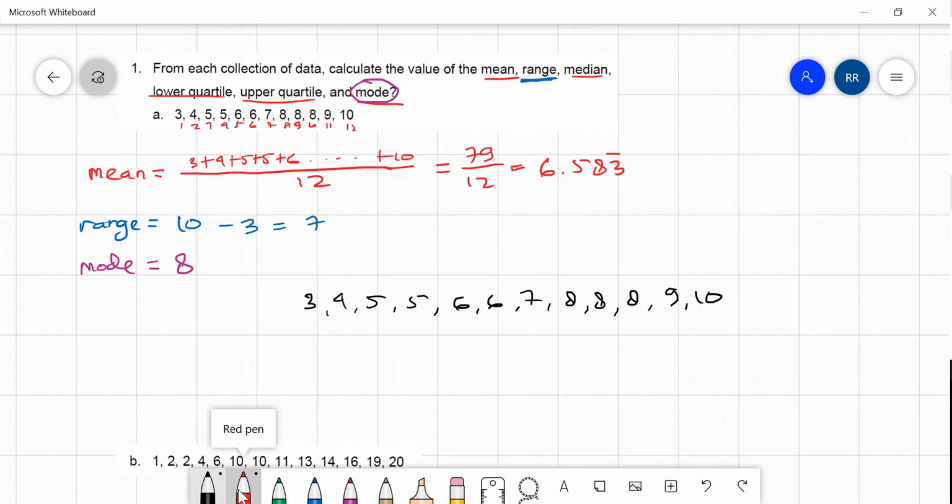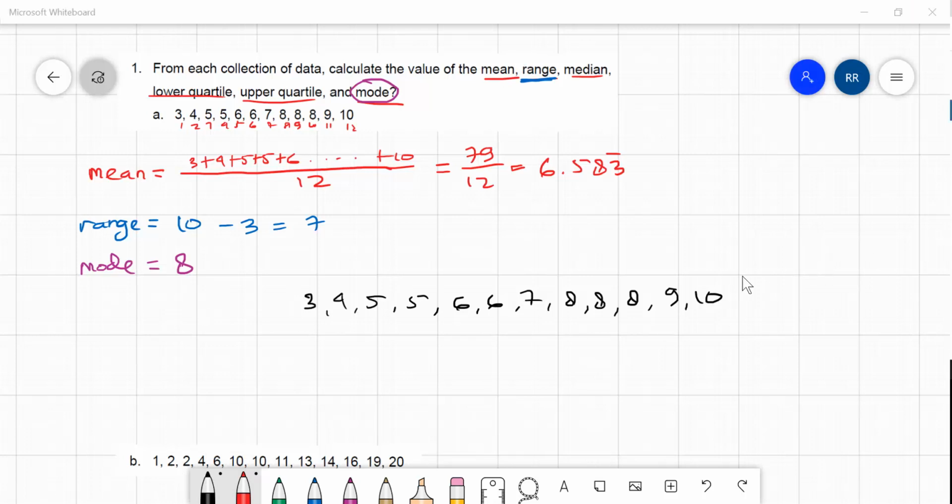Be careful in here, guys. When you have an odd number of data and an even number of data, it's going to be a little bit different, but the concept is still the same. So when we want to find the median, lower quartile, and upper quartile, the first thing I need to do is divide the set of data into 2 equal parts, on the left side and on the right side, right?